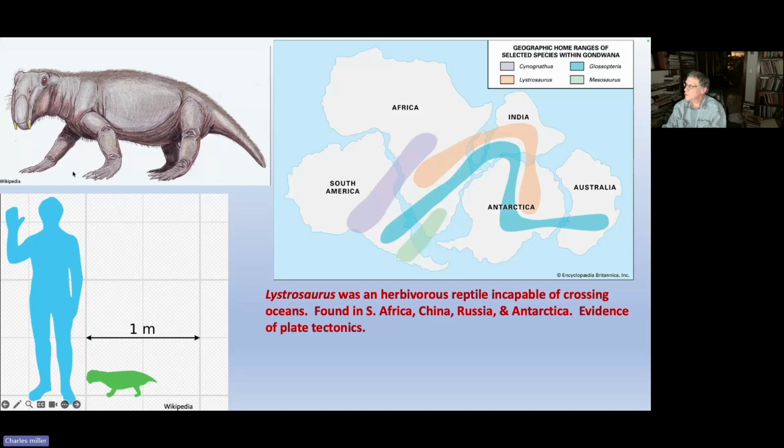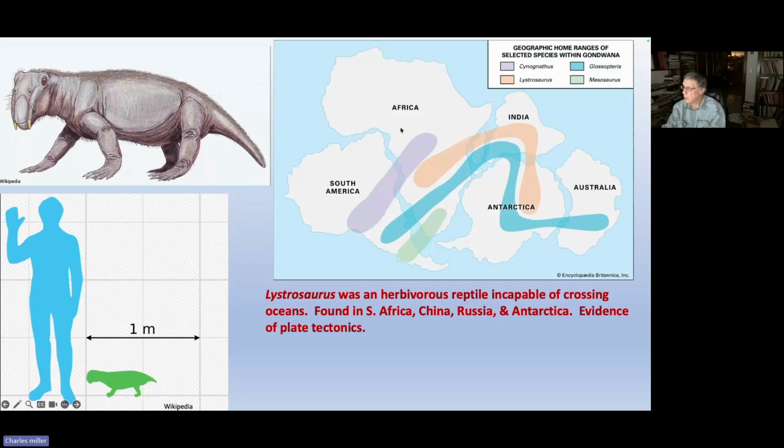Here's its distribution, again through the interiors of the land masses. It's a reptile. You can see its size compared to a human. It's quite small. It had no physical accoutrements that could swim by. It was a poor swimmer if it swam at all. And yet, here's its distribution. How do you explain these things? And the best explanation is because these land masses were contiguous at one time.